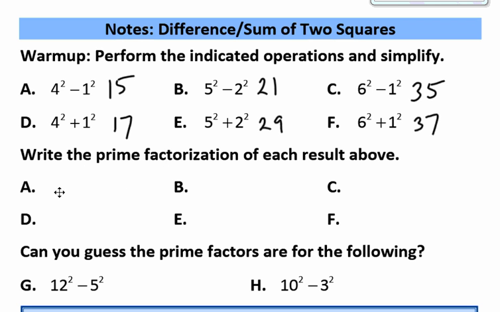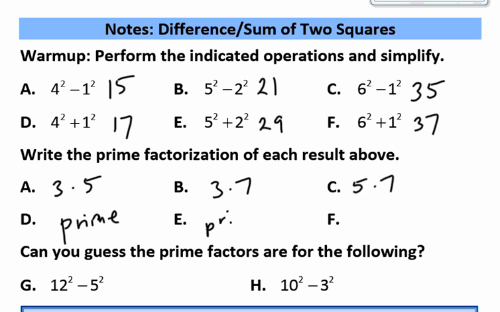So if you look at the next thing, it says write the prime factorization of each result above. For part A, 15, the factors are 3 and 5. Then B, 21, 3 and 7. And for C, we have 5 and 7. But if you look at D, E, and F, 17, 29, and 37, none of those factor because those are all prime.